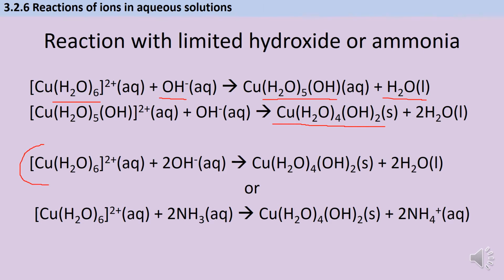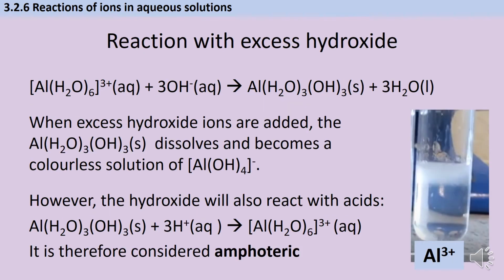Or alternatively, if we've got our ammonia, then that is going to take 2 hydrogen ions away from 2 of these 6 water molecules here, and so what we're left with is that same precipitate alongside 2 ammonium ions.